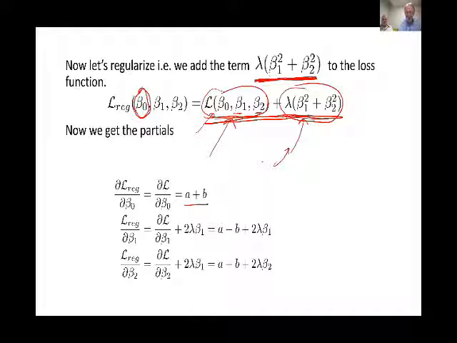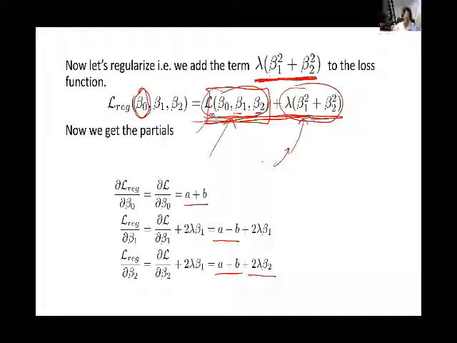Then we take the partial with respect to beta 1. So that gives us the partial of this one with respect to beta 1 plus the partial of this with respect to beta 1. Well, the partial of this with respect to beta 1, a minus b, and the partial of this one with respect to beta 1 is just 2 lambda beta 1. Down here, with respect to beta 2, it's a plus b, and then the partial with respect to beta 2 here, which is 2 lambda beta 2. So we get these three equations here. So these are the partial derivatives of the regularized loss function.